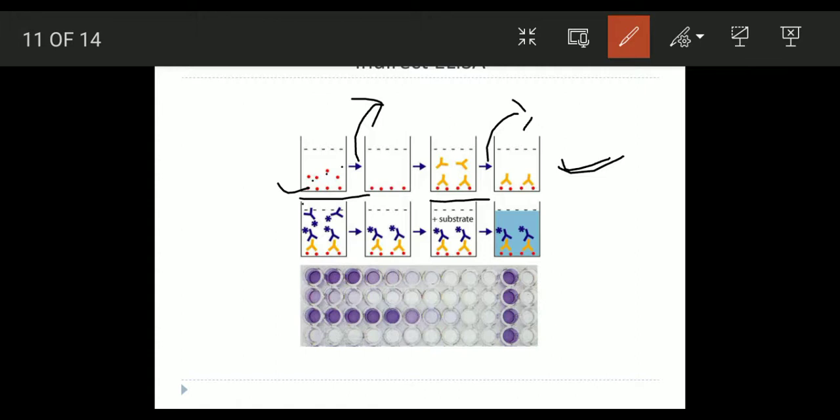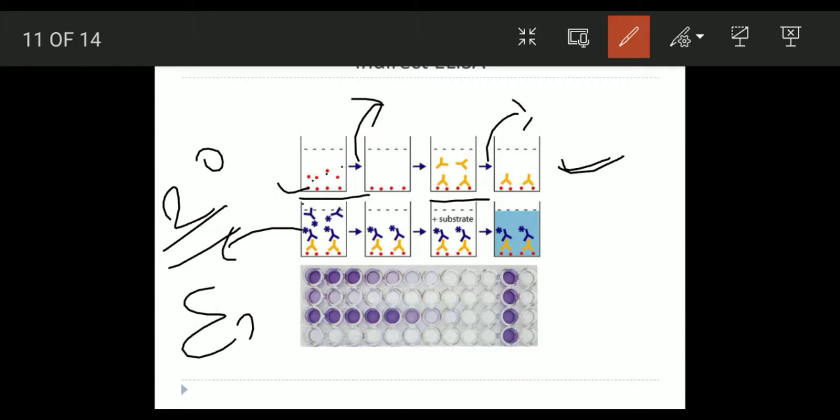Now later on, secondary antibody is added, that is linked with an enzyme. The enzyme linked antibody will interact with the primary antibody. After leaving for some time, it interacts with the primary antibody, and then it is again washed. This is our final product: secondary antibody binding with the primary antibody, and primary antibody binding with the antigen. It means the enzyme linked antibody is binding with the antigen, the red dots, indirectly.